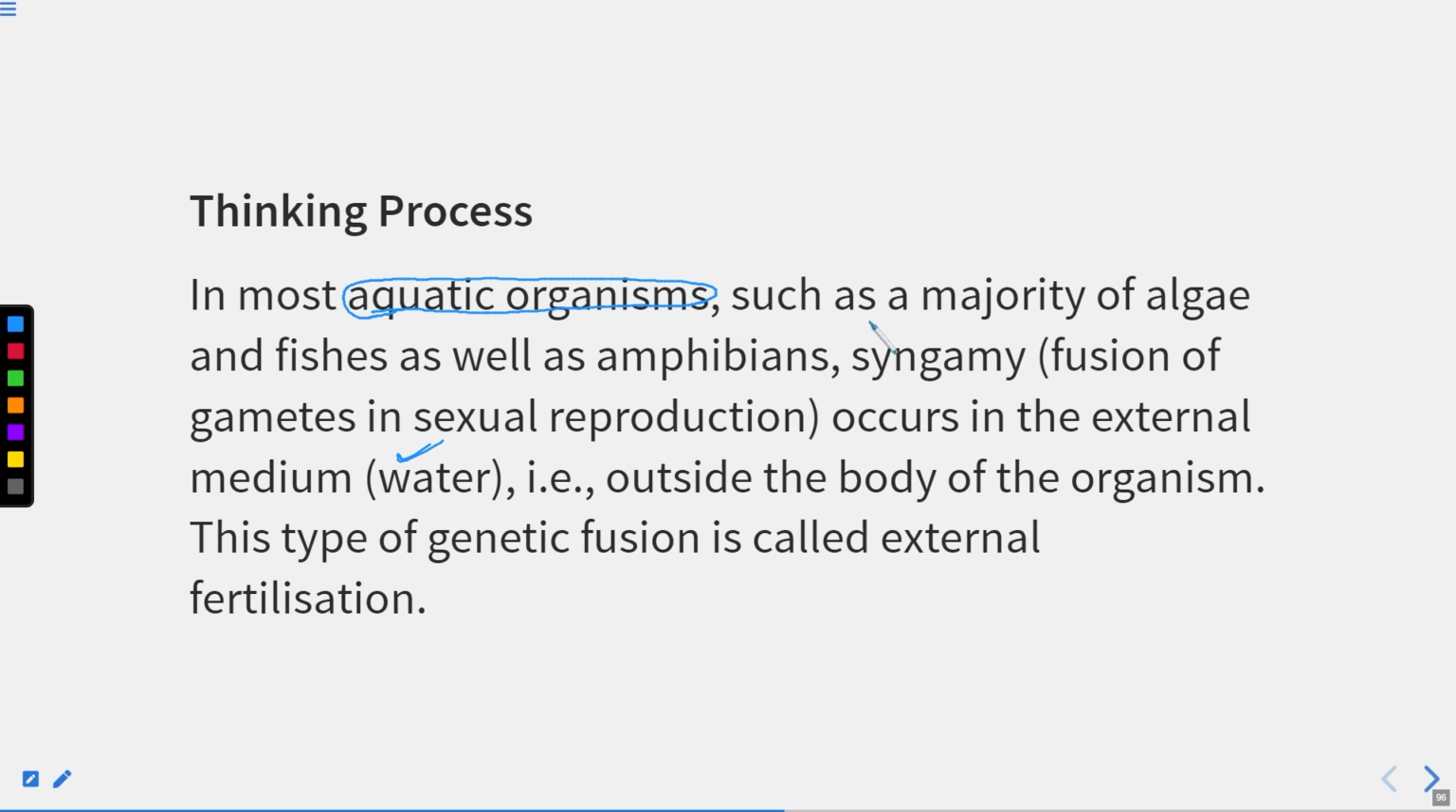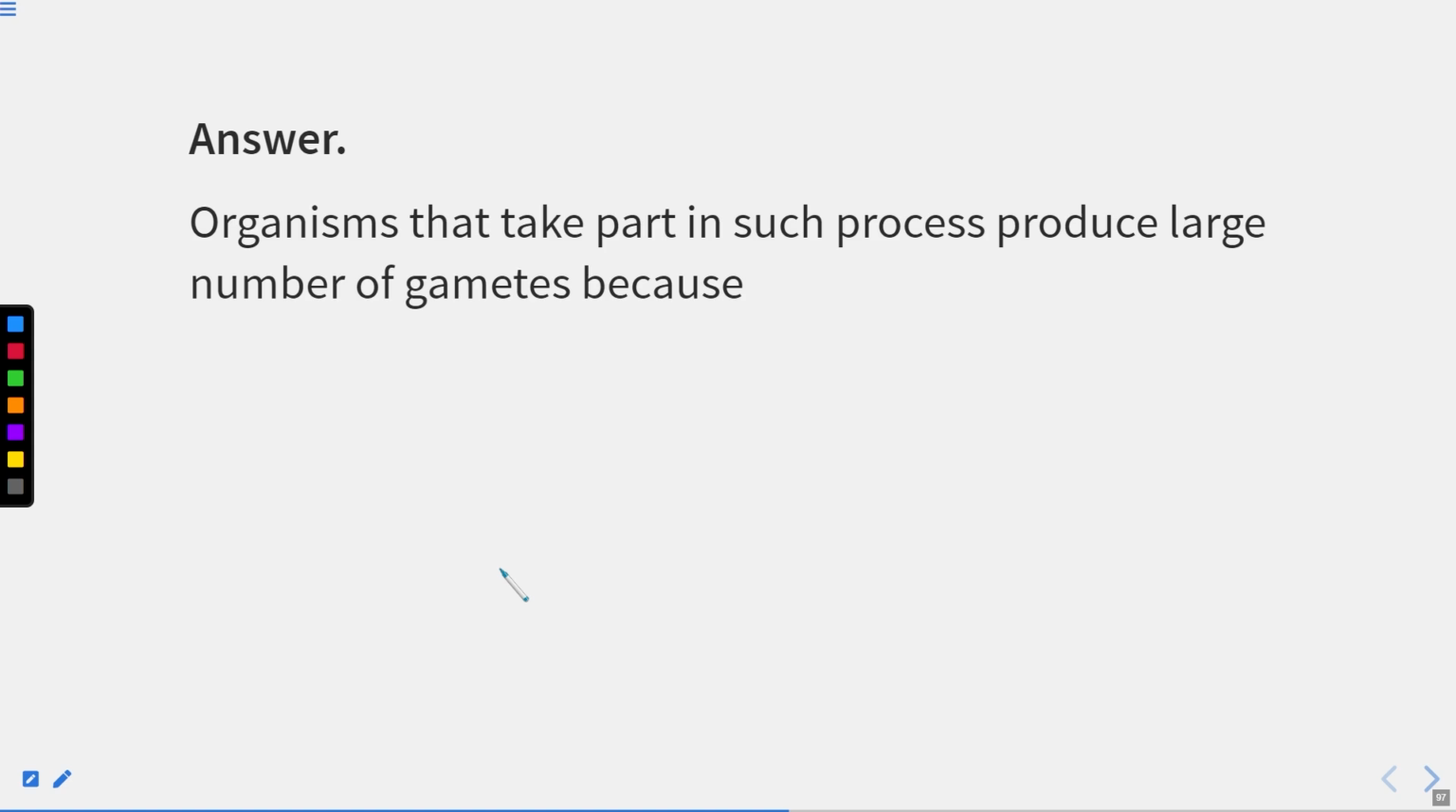So in most aquatic organisms, such as the majority of algae and fishes, as well as amphibians, syngamy, which means the fusion of the gametes in sexual reproduction, occurs in an external medium, which is mostly water, and this happens outside the body of the organism. So this type of gamete fusion is called external fertilization. So this you have to remember first before answering this question. Now, organisms that take part in such processes produce a large number of gametes. Why do they produce a large number of gametes?